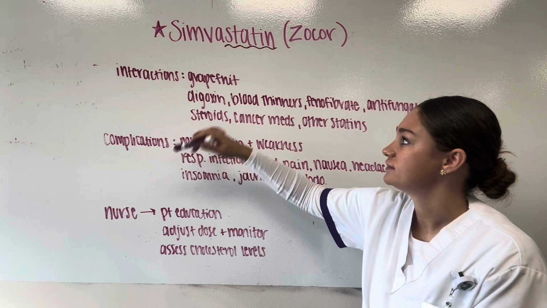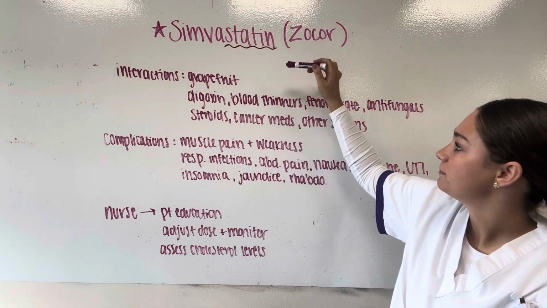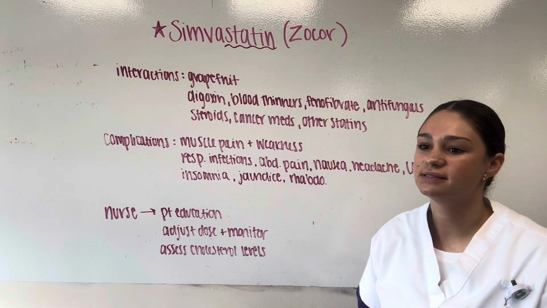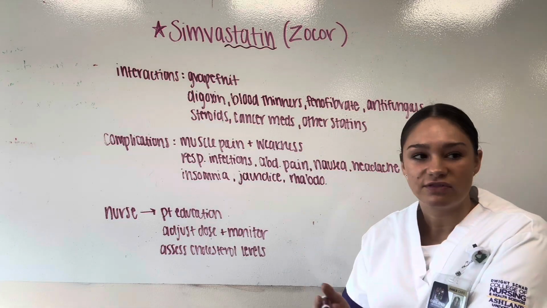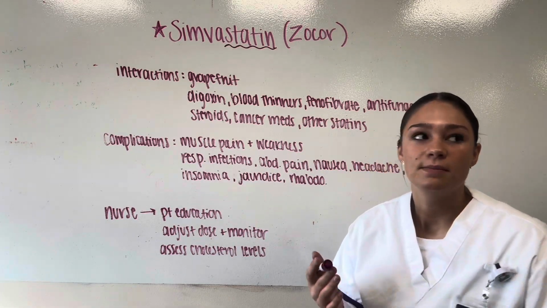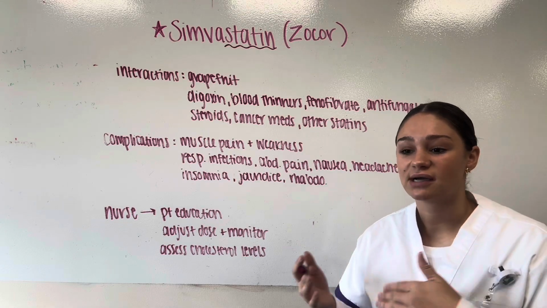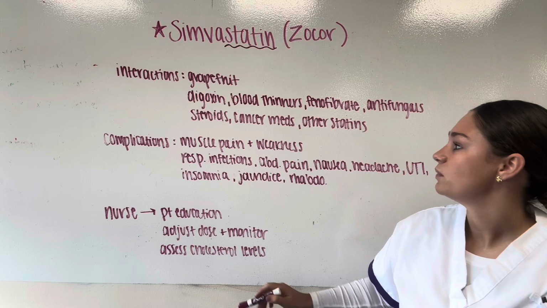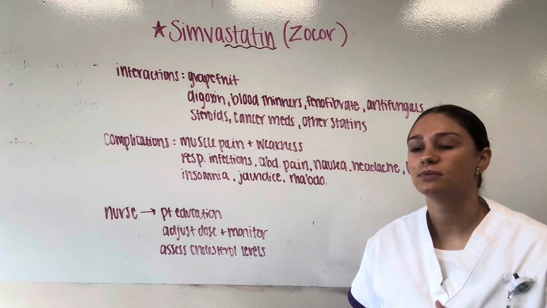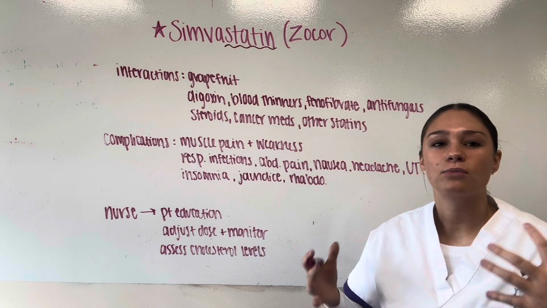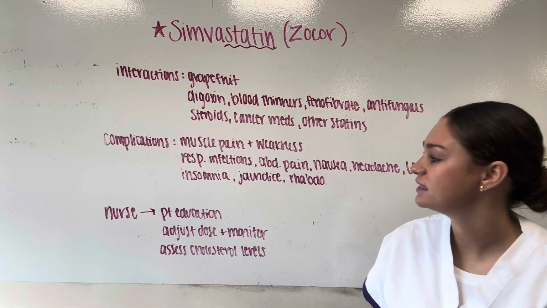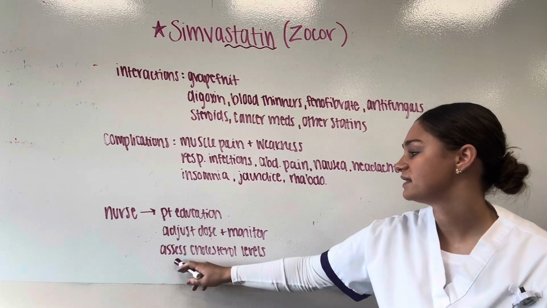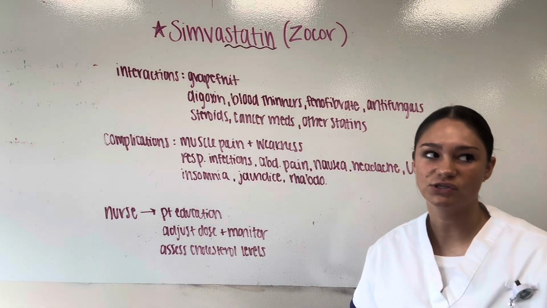So some interactions, again, we have grapefruit, and then digoxin, blood thinners, phenofibrate, antifungal, steroids, cancer meds, and other statins. With a lot of the blood thinners and digoxin, you want to be careful because you can get a lot of digoxin toxicity with that. You also just want to watch a lot of the interaction risks, and same with steroids and cancer meds, you're going to be able to have a lot more muscle weakness with that. And lastly, as a nurse, we're just going to educate our patient, adjust the dose and monitor, and we're always assessing those cholesterol levels and seeing if we need to adjust from there.